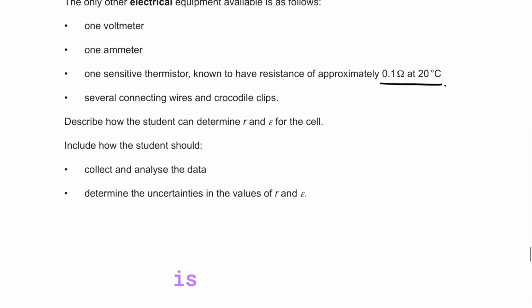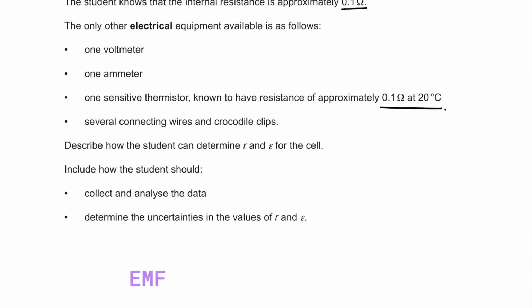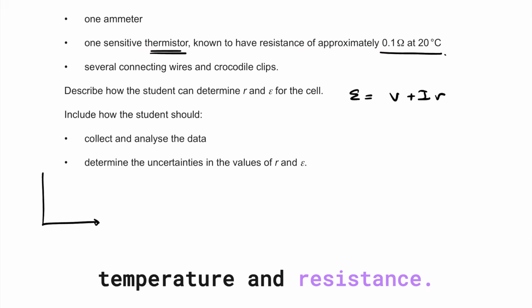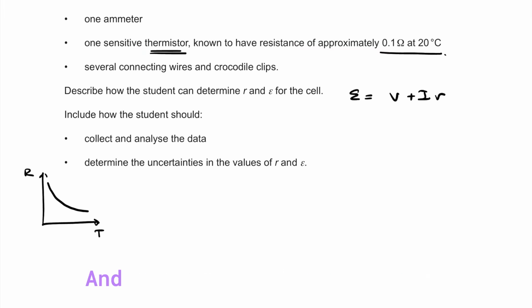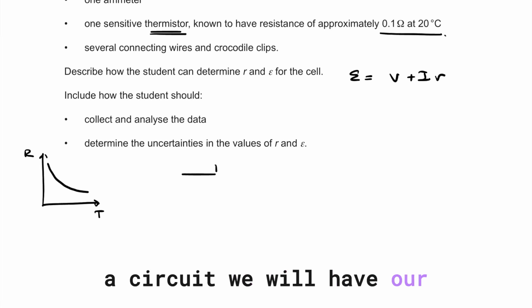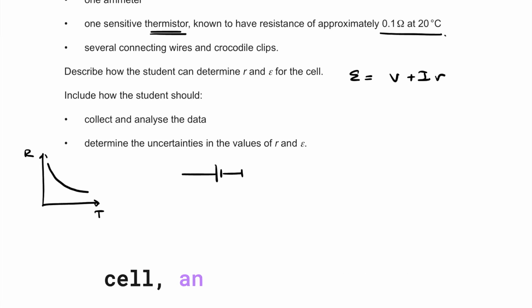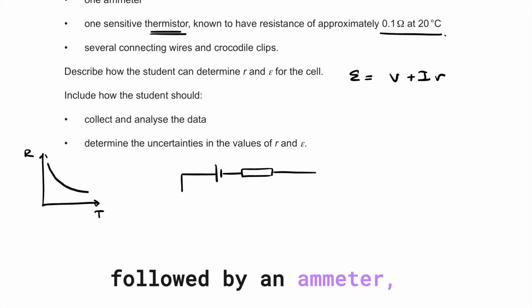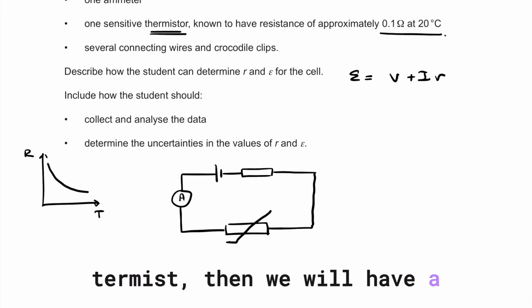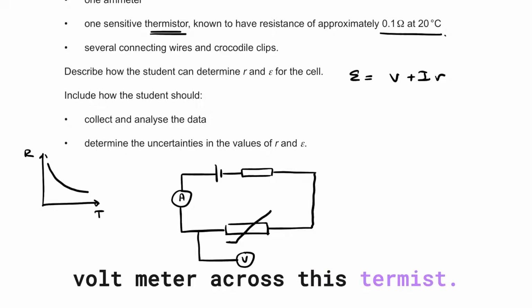Okay, so this one is rather easy. EMF is equal to V plus I times R. The graph of that, as temperature and resistance will vary. So let's start by drawing a circuit. We will have our cell, an internal resistor, followed by an ammeter, a thermistor, then we will have a voltmeter across this thermistor.